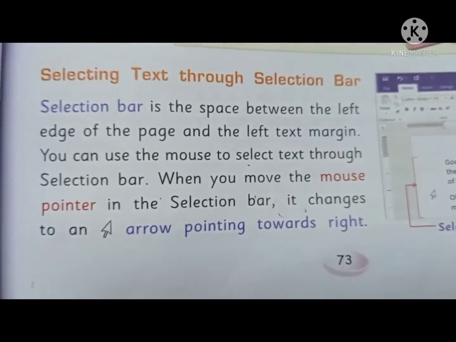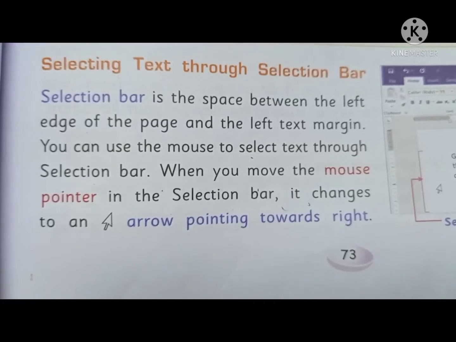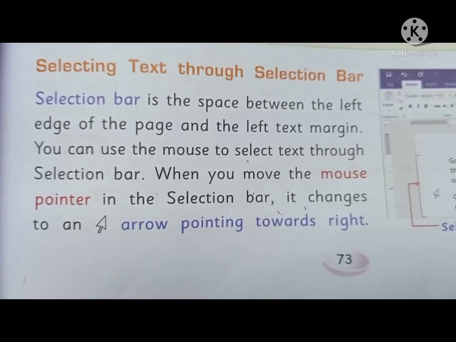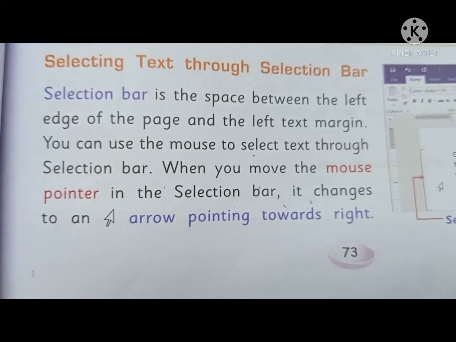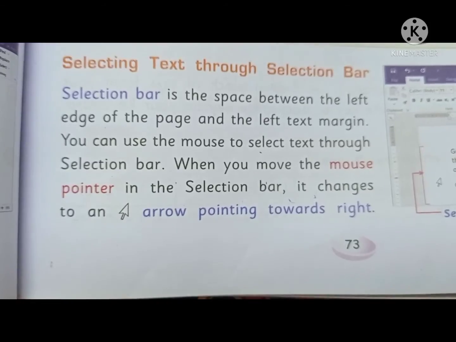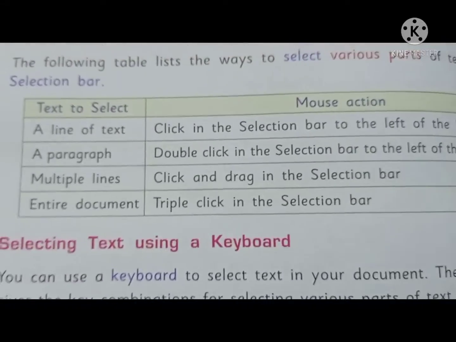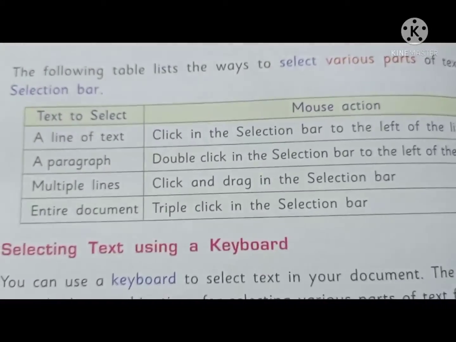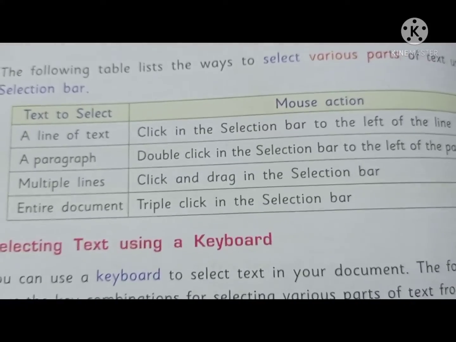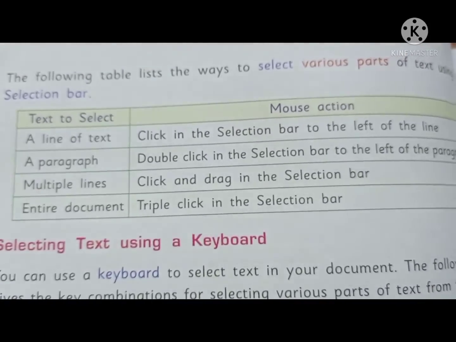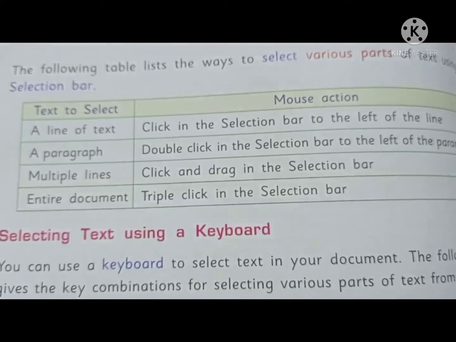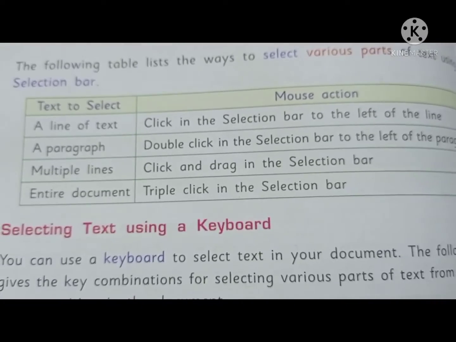Okay, when you move the mouse pointer in the selection bar, it changes to an arrow pointing towards the right. You can select a word or a paragraph using the selection bar. Here you can see some selections using the selection bar. If you want to select a line of text using the selection bar, click the selection bar to the left of the line. If you just click the left side of that selection bar, then that line gets selected.